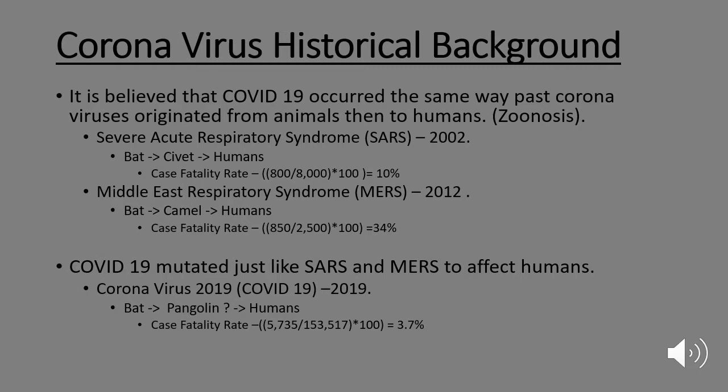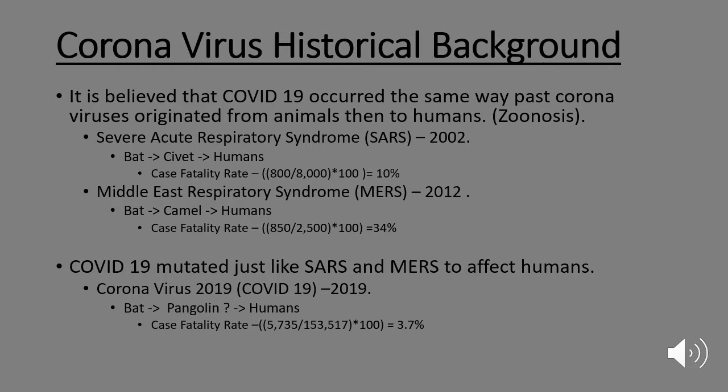The case fatality rate for SARS was 800 people died of the 8,000 affected by SARS. So that's only a 10% case fatality rate, which is very low considering the numbers that we are seeing today with COVID-19. Fast forward to 2012, Middle East respiratory syndrome, which is known as MERS. The virus first affected a bat, mutated, and then affected a camel, and then it mutated and again took that zoonosis pathway and affected humans. Now the case fatality rate was higher than it was with SARS. The case fatality rate was 34%, which meant 850 people of the 2,500 people died from MERS.